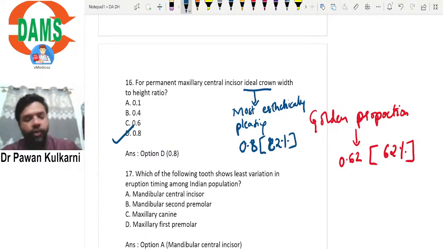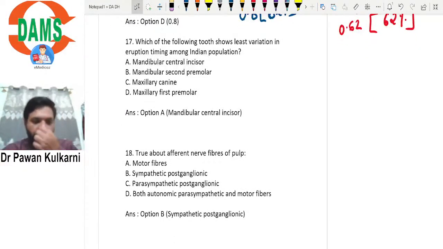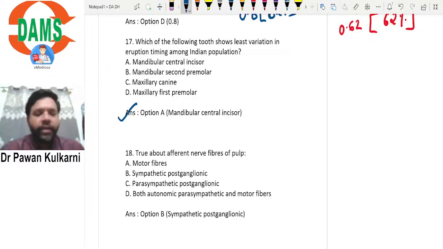Okay. Let us move to the 17th question. Which of the following tooth shows least variation in the eruption timing among Indian population? That means usually which erupts in a specific age is your mandibular central incisor. All of us know the first tooth that erupts in the baby's mouth is the mandibular central incisor. Usually erupts in the range of 5 to 7 months. 6 months is average, where the mandibular central incisor first erupts into the oral cavity.